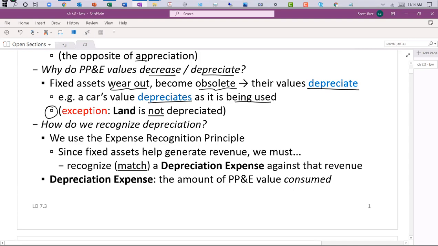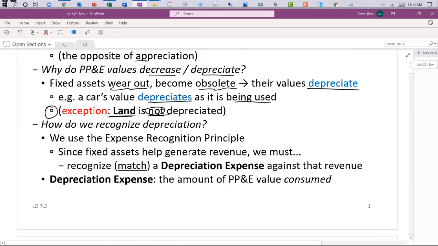One exception with regard to depreciation is that land is not depreciated. So make sure you pay attention to that when you're going through your homework. We don't depreciate land. Land, primarily from an economic point of view or even a market point of view, appreciates in value, increases over time. So generally speaking, we don't depreciate land because its value doesn't go away. It can only go higher and higher and higher.